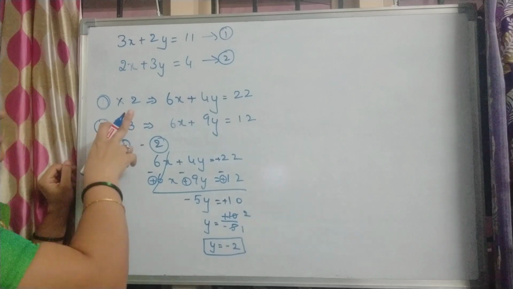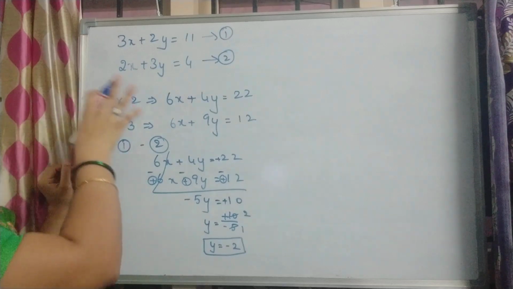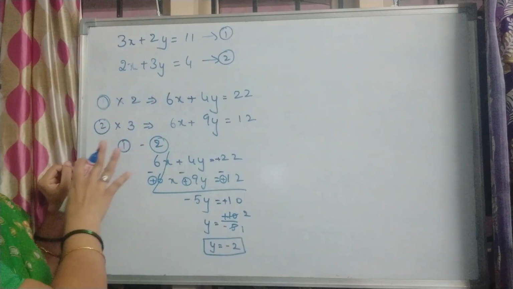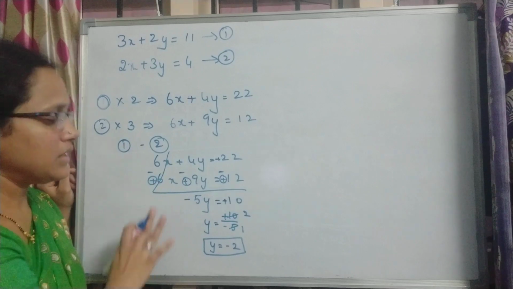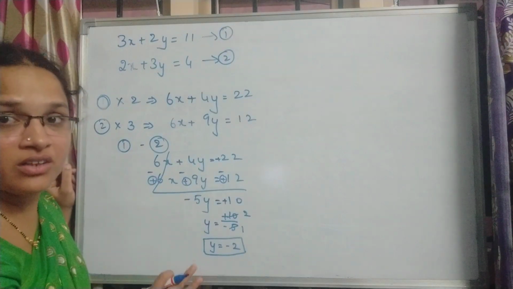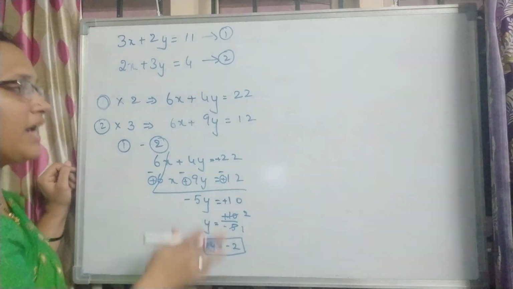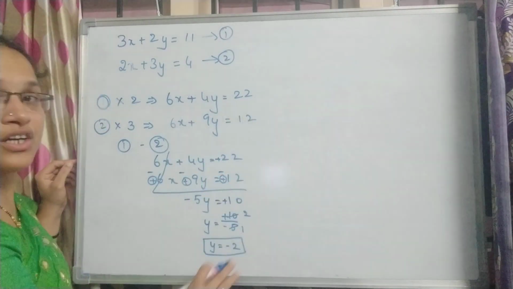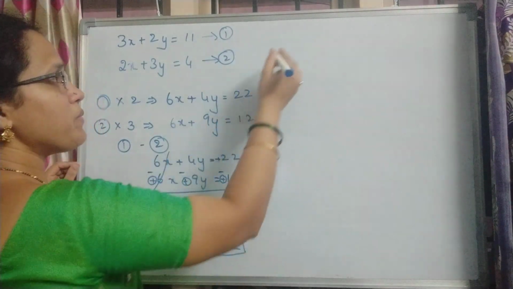So however, see, by eliminating, first step is to make the coefficients equal. Second step, to eliminate the variable. Third step, to find out the value of the other variable. And then the next procedure continues as it is. y is equals to -2.